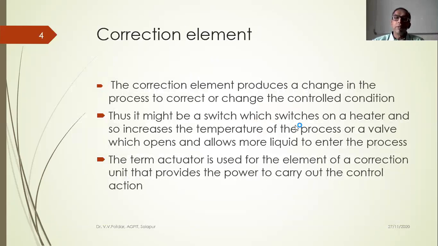Thus, it might be a switch which switches on a heater and so increases the temperature of the process, or a valve which is carrying maybe some flue gases or maybe steam. The valve is proportionately opened and allows more fluid or liquid to enter the process. Depending on the parameter to be controlled, the corrective action will be taken by the actuator. The term actuator is used for the element of a correction unit. So it is also called as actuating signal that provides the power to carry out the control action. So this is the correction element.